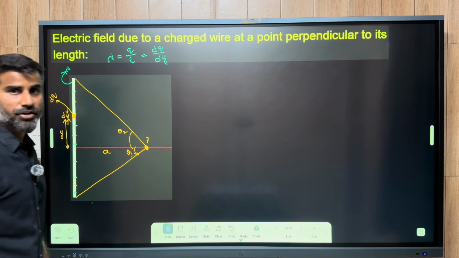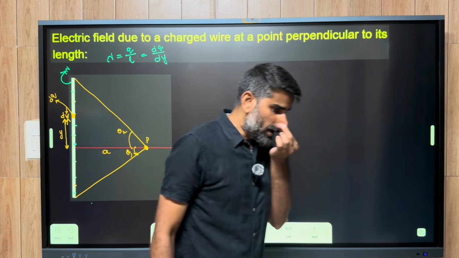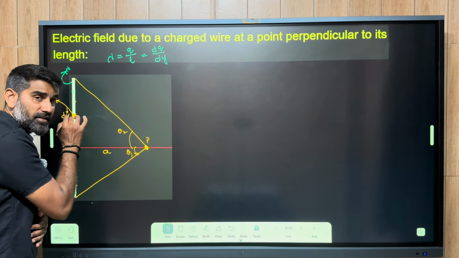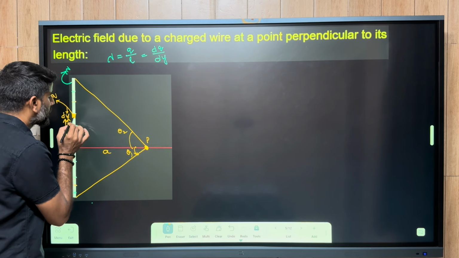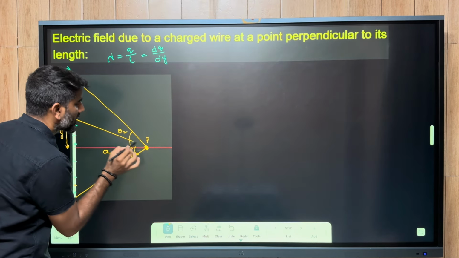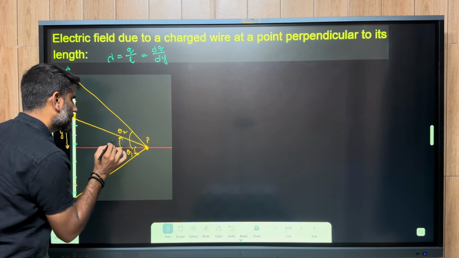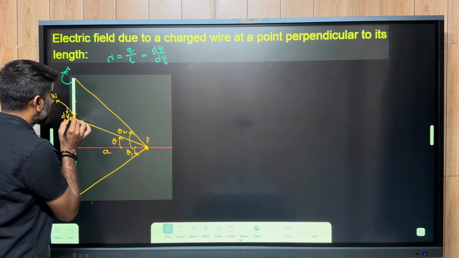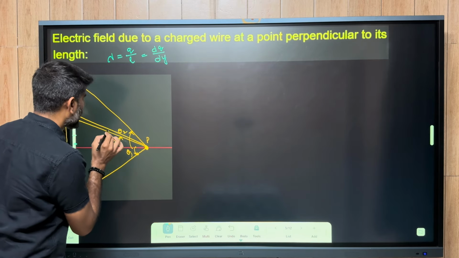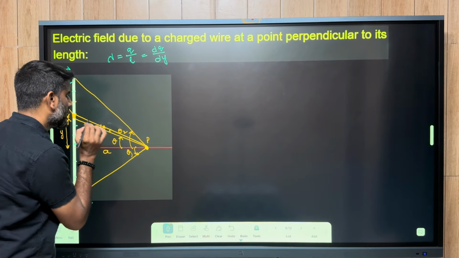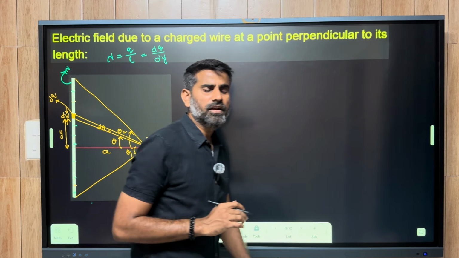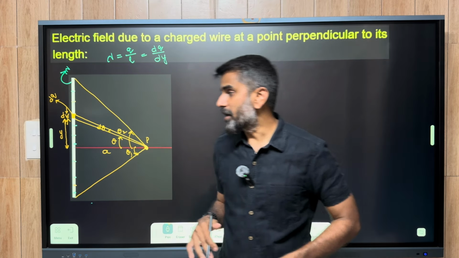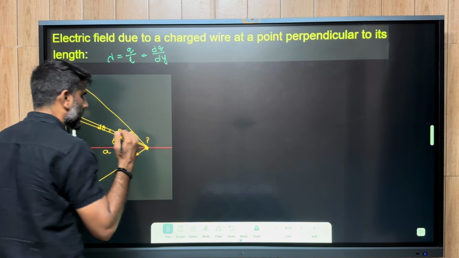Now, how did I take this element? I went to an angle theta, and I have considered a small element with an angle d theta. d theta means it's a small circular arc length.